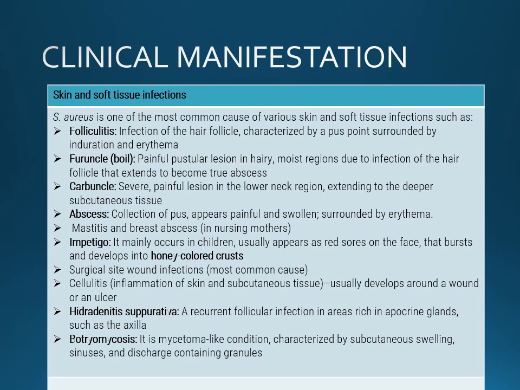So what are the diseases produced by this bacteria? When we talk about skin and soft tissue infections, it is one of the most commonly isolated bacteria from skin and soft tissue infections. It can cause infection of the hair follicle, or there can be a furuncle, that is a pustular lesion, and a carbuncle, if it goes deeper. Abscess if there is a collection of pus. Then it can cause mastitis, impetigo, and surgical site wound infections.